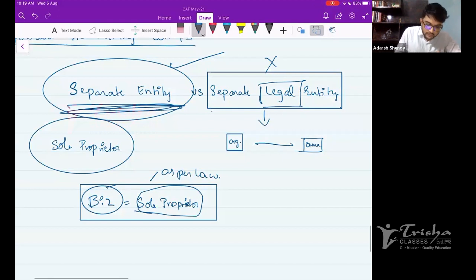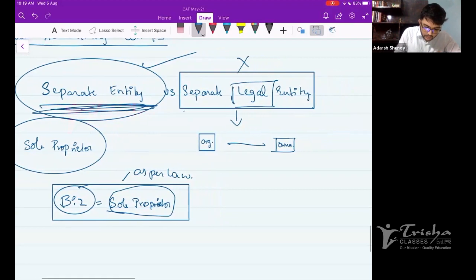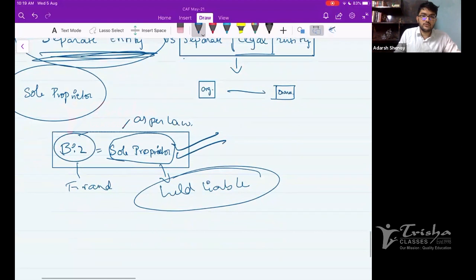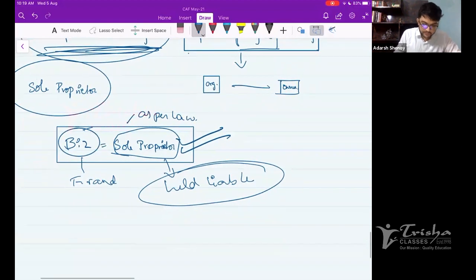So tomorrow, if the business commits some fraud, he will be held liable. Business is not a separate person. It's not a separate legal person in the eyes of the law. So he'll be held liable. He might go to jail. He might have to pay a penalty. Personal punishments might be there for him.